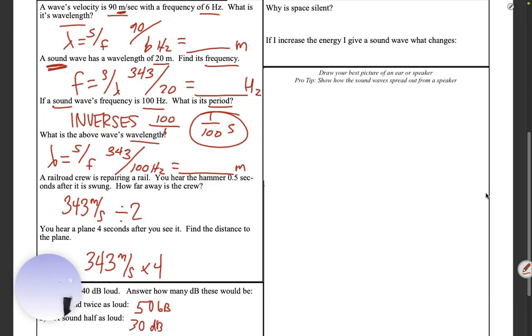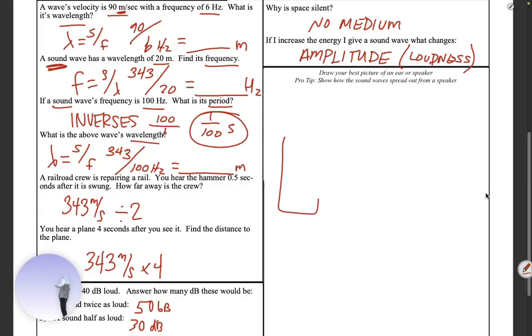Okay, and then why is space silent? Well, there is no medium. Little to absolutely no molecules up there to vibrate, so you can't get sound. If I increase the energy I give to a sound wave, what changes? That would be your amplitude. So in other words, you'd be changing how loud your sound is. Loudness.